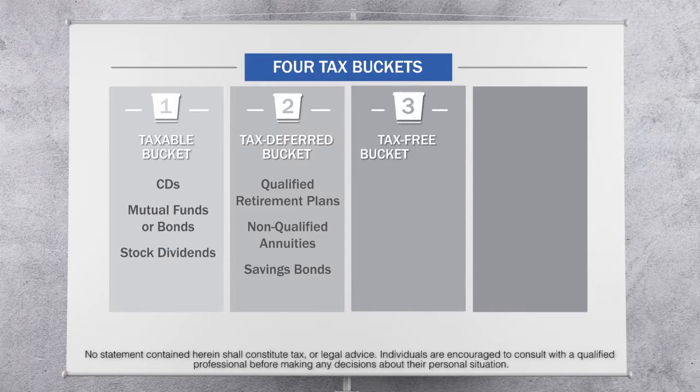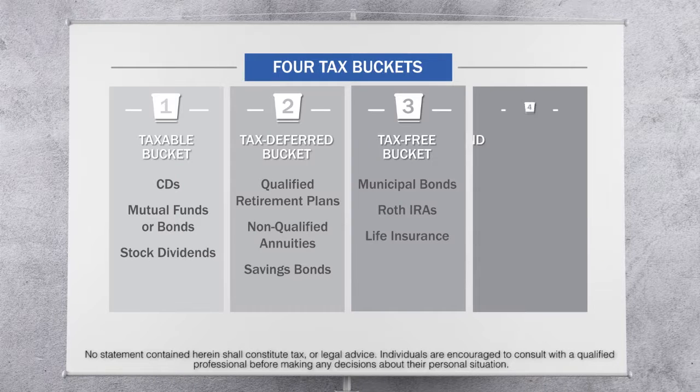The third bucket is your tax-free bucket. There are 3 financial vehicles that are currently tax-free: municipal bonds, Roth IRAs, and properly structured life insurance. Notice that I said properly structured life insurance. Nothing else is tax-free. In fact, municipal bonds are not always tax-free, but for the most part, they are. Finally, the fourth bucket is income and estate tax-free, and that's where you get into charitable trusts and other similar arrangements.